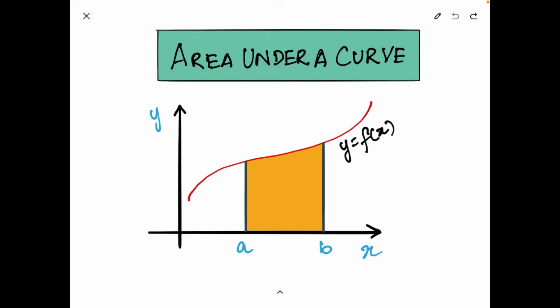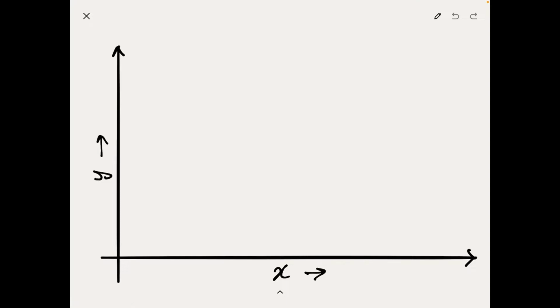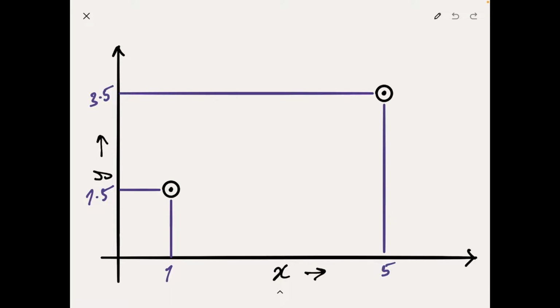Hello everyone. In this video we will discuss area under the curve and how to use integral calculus to calculate the area under a given curve. So let's get started. Let us assume we are measuring some quantity y by changing x. For example, x can be time and y can be velocity. We have measured y to be 1.5 when x is 1 and y is 3.5 when x is 5.